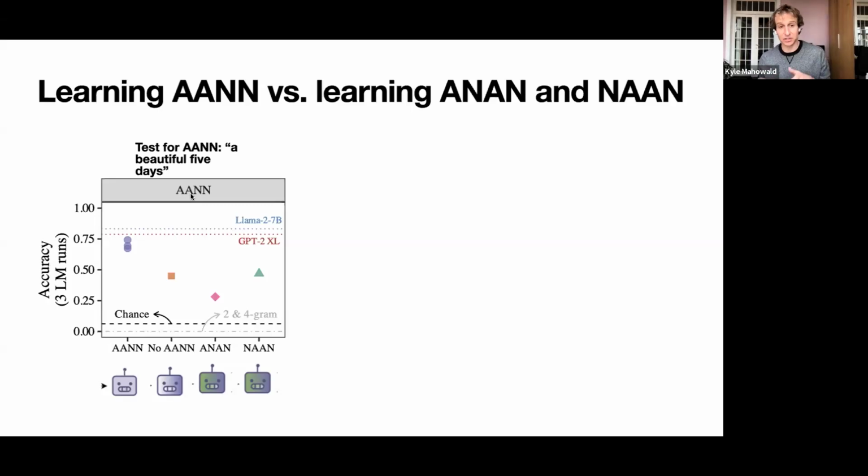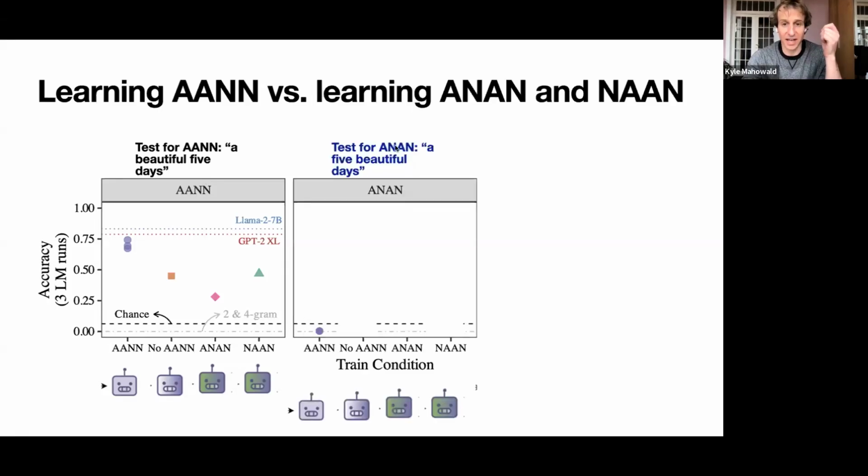Okay, that turns out to be in sharp contrast to if we try to test for its learning of the ANAN of 5 Beautiful Days. Right, so now we're going to be testing, like, can we get the model to learn A 5 Beautiful Days? If we train on the regular corpus, of course it doesn't. If we get rid of the AANN, of course it doesn't. If we artificially insert ANANs, it does learn it a bit, but nowhere near as well as it learned the AANN when those were in there. And if we put NAANs in there, it doesn't learn anything.